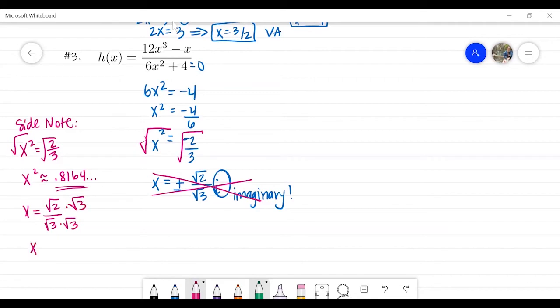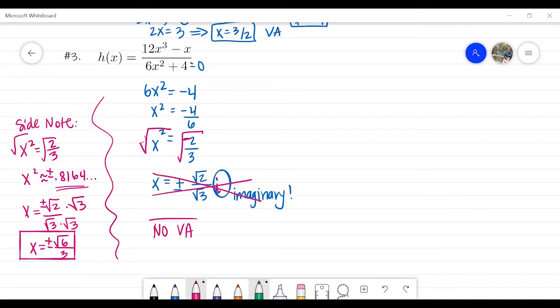So x is root 6 over 3. That's how I would write this. And actually, this should be with a plus or minus. So just keep that in mind. There were two ways that this could have played out. Ours had this imaginary value, imaginary i, because there was a negative in there. But if there was a positive, we actually could have kept going with it. So there's no vertical asymptotes.